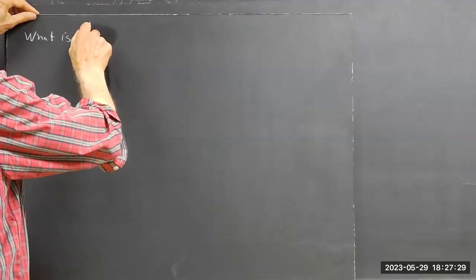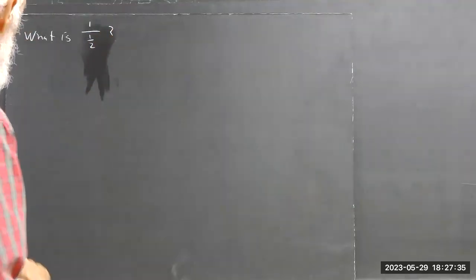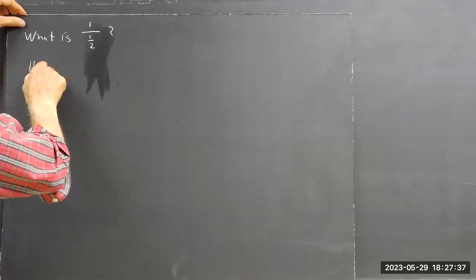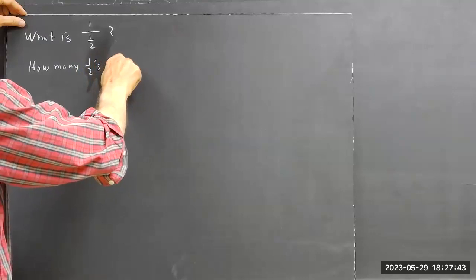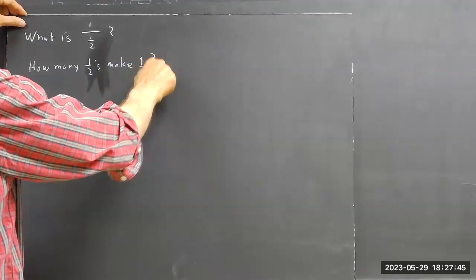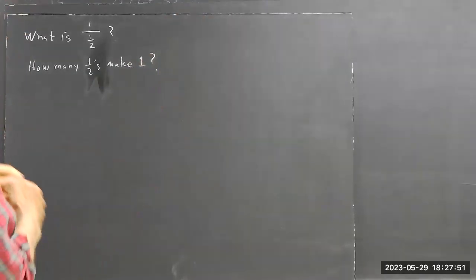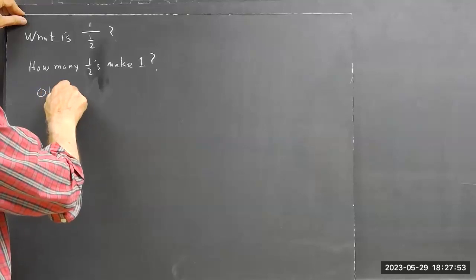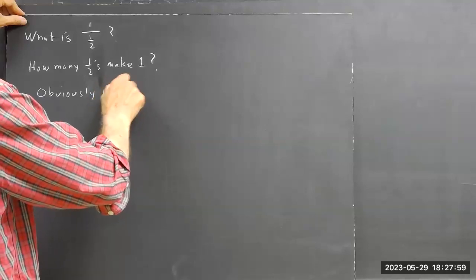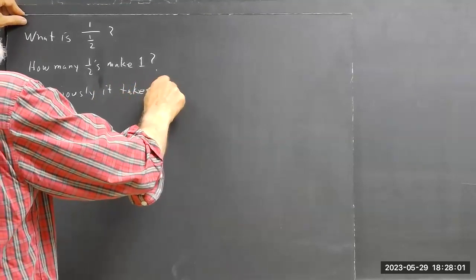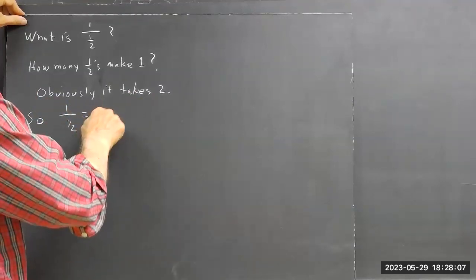What is 1 divided by 1/2? First, how many 1/2 does it take to make 1? Well, obviously, it takes 2 halves to make 1. So 1 divided by 1/2 has to equal 2.